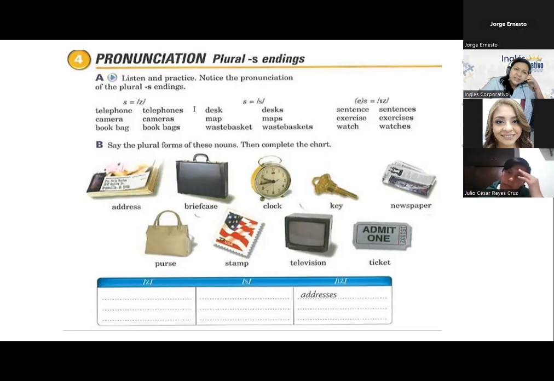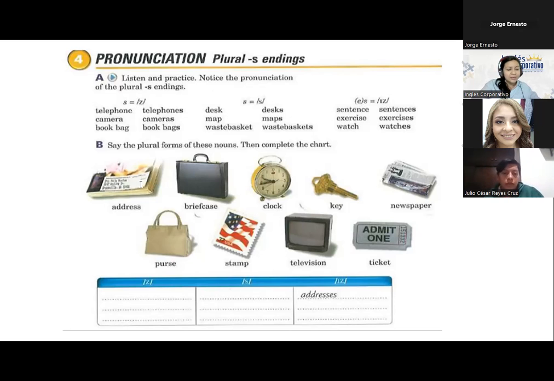So there is something here with the letter S. As I told you, it's important to pronounce it correctly. S has different sounds or different pronunciations. For example, in telephones, cameras, bags, or like desks, maps, waste basket, and the other like sentences, exercises, watches.